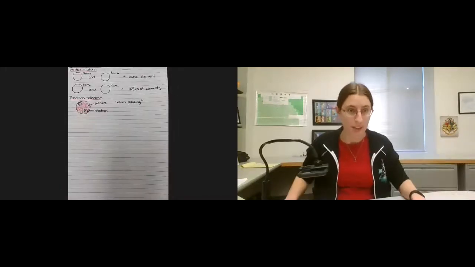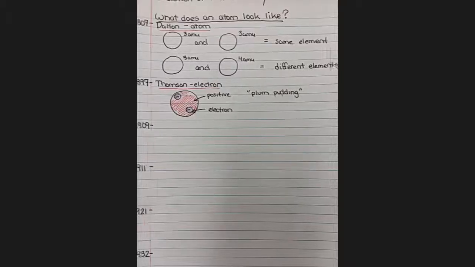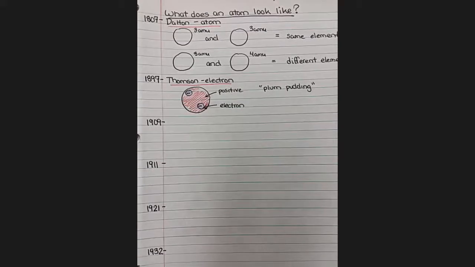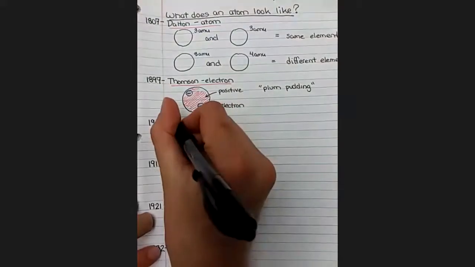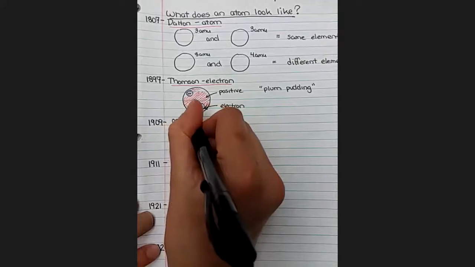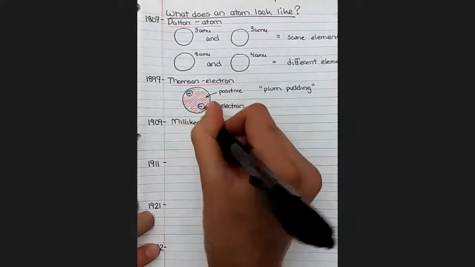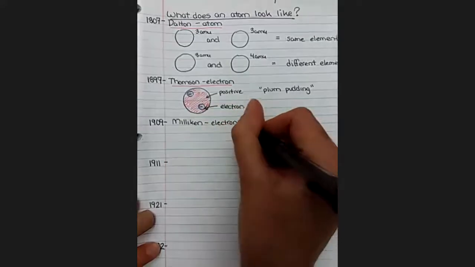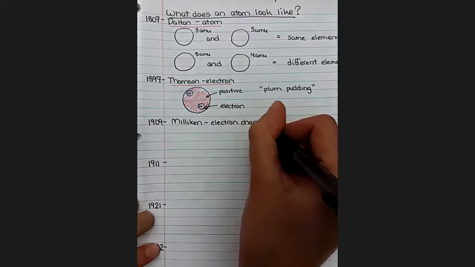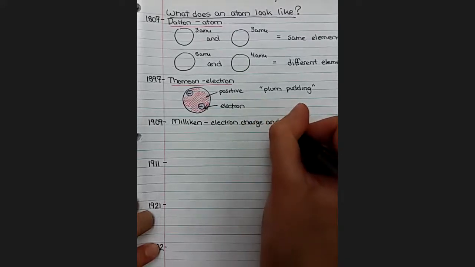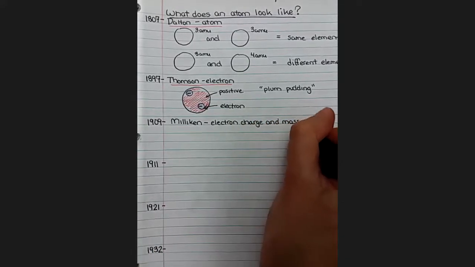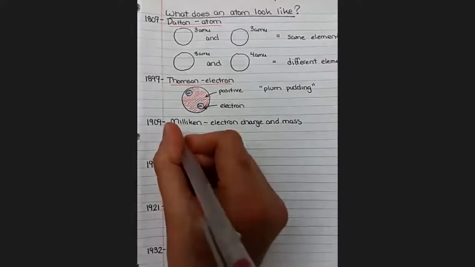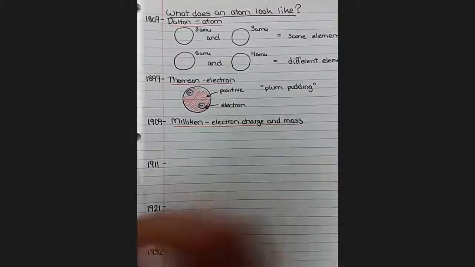So that means we need to update our log of what an atom looks like with Millikan's view. There we are. So let's add Millikan, 1909. Millikan contributed the electron charge and mass. Kind of a big deal.